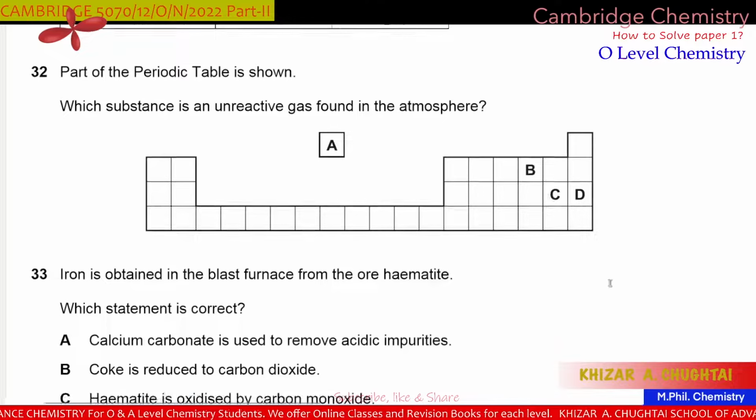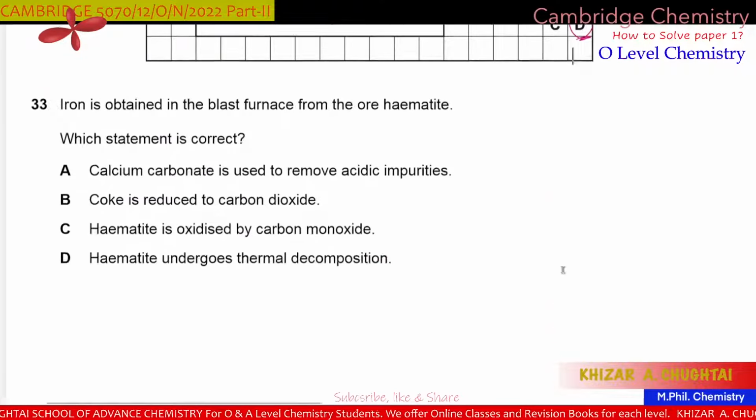Question number 32, part of the periodic table is shown. Which substance is an unreactive gas found in the atmosphere? Unreactive gases belong to the last column of the periodic table. These are the noble gases. So again, it's quite an easy question, and the option is D. D is the correct option.